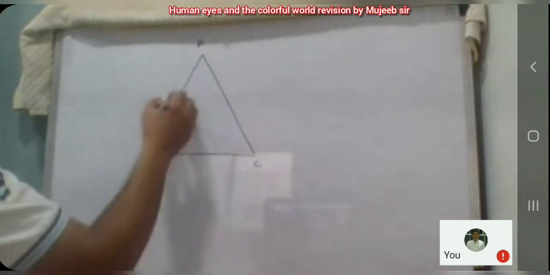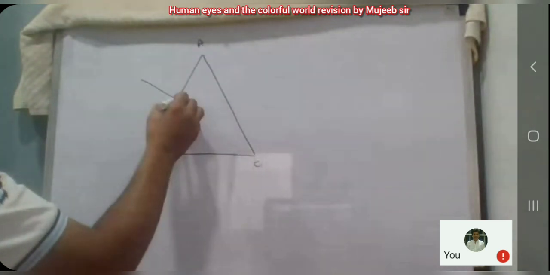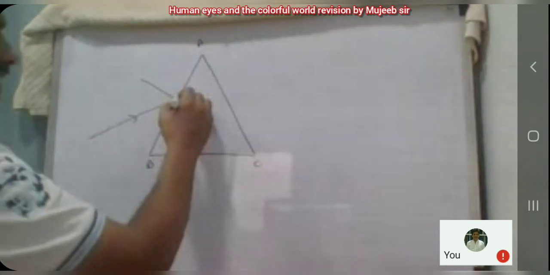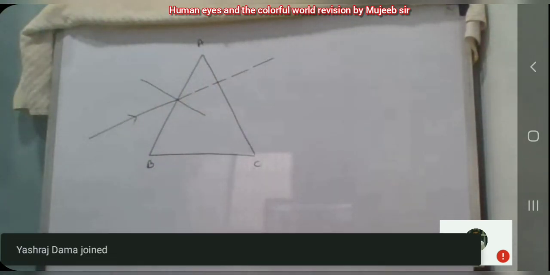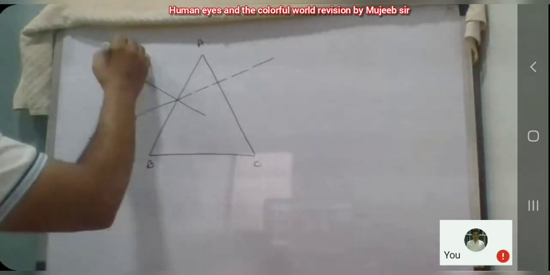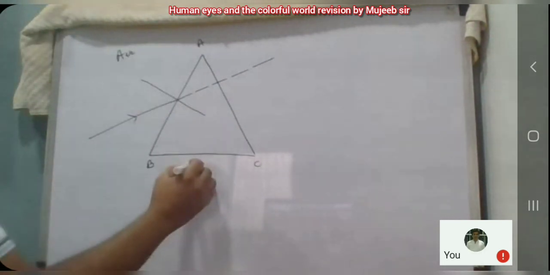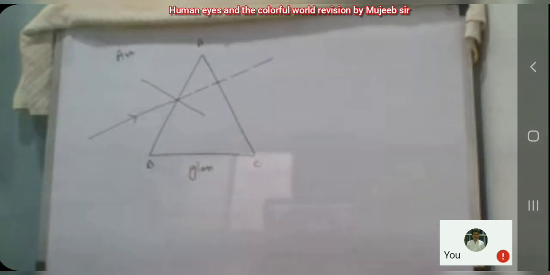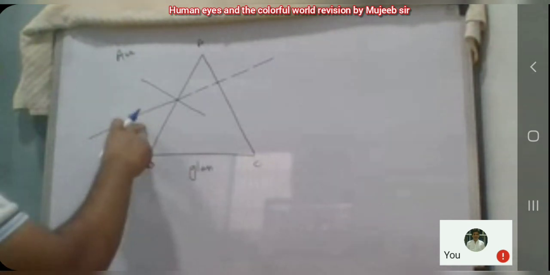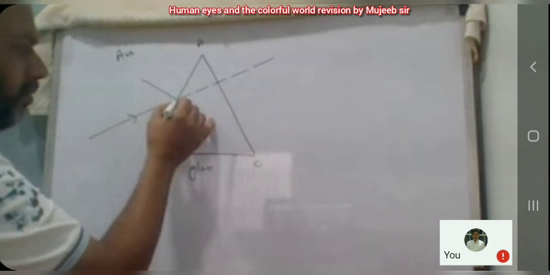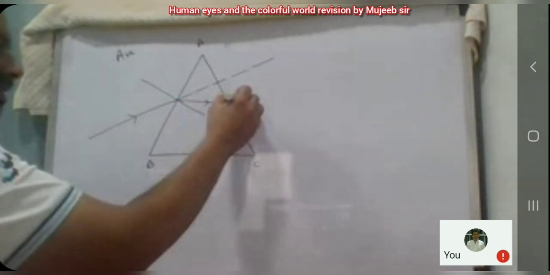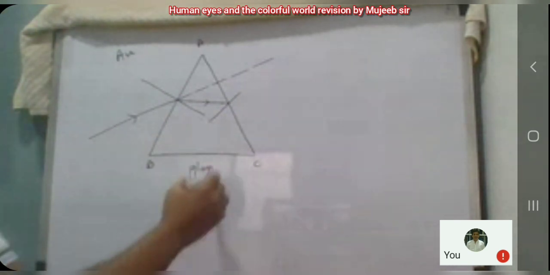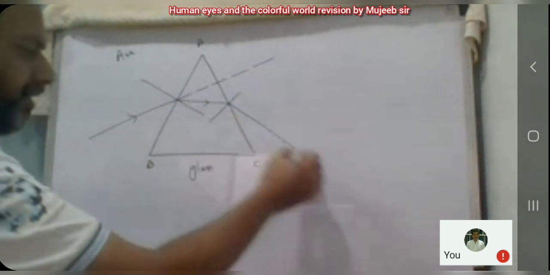Then see here this is the normal. Then here this is the incident ray. Then this incident ray which was supposed to go in this direction, bends as it passes from the rarer medium to denser medium because it is going from air to glass. So it will bend and go towards the normal. Okay, it will go in this direction. Then here this is the second normal. Now at this point the ray of light will bend once again and then it will go in this direction.